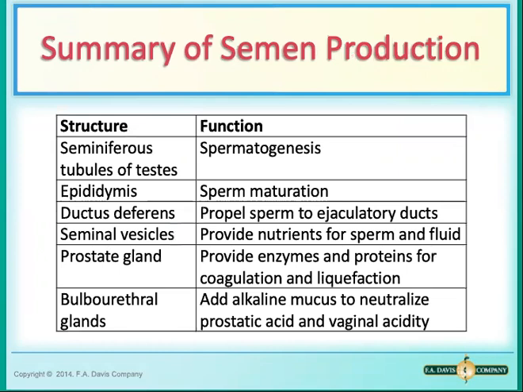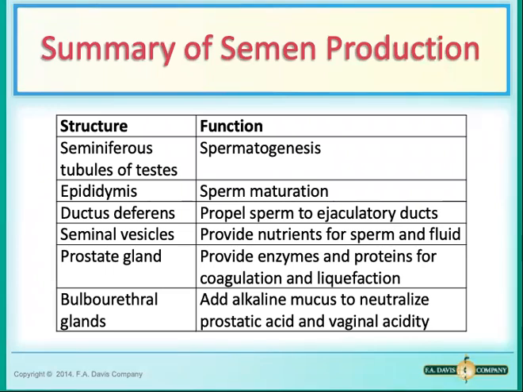And here are the structures and what is the function of each and every structure that composes the semen. So in the seminiferous tubules of the testes, we have spermatogenesis going on, the production of sperm. In the epididymides, we have sperm maturation. The ductus deferens helps propel the sperm to the ejaculatory ducts.